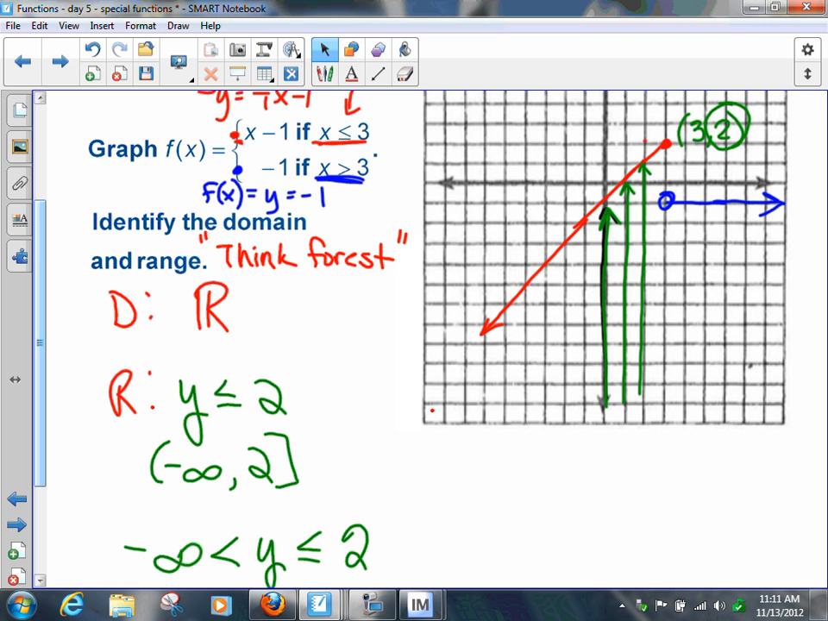What if the blue line had a closed circle? Then it just would have a closed circle. It would just be included. No, because it's already up here included. Yeah. Okay? Let's look at our next example.